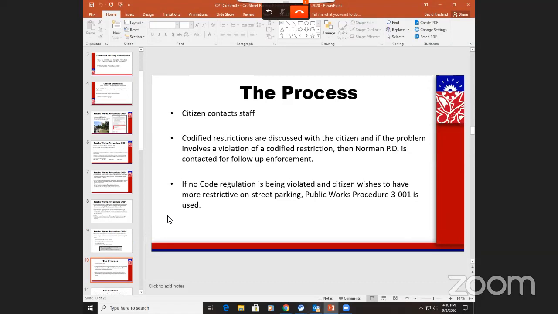So the process, again: the citizen contacts staff. Codified restrictions are discussed with the citizen, and if a problem involves a violation of a codified restriction, then Norman PD is contacted for follow-up enforcement. If there is no regulation being violated and the citizen wishes to have more restrictive on-street parking, then we turn to Public Works Procedure 3-001. We provide the citizen with a copy of the procedure so they understand what we're doing, along with an aerial photo of the area highlighting the properties that are eligible to sign the petition, using ownership information from the Cleveland County Assessor's website.